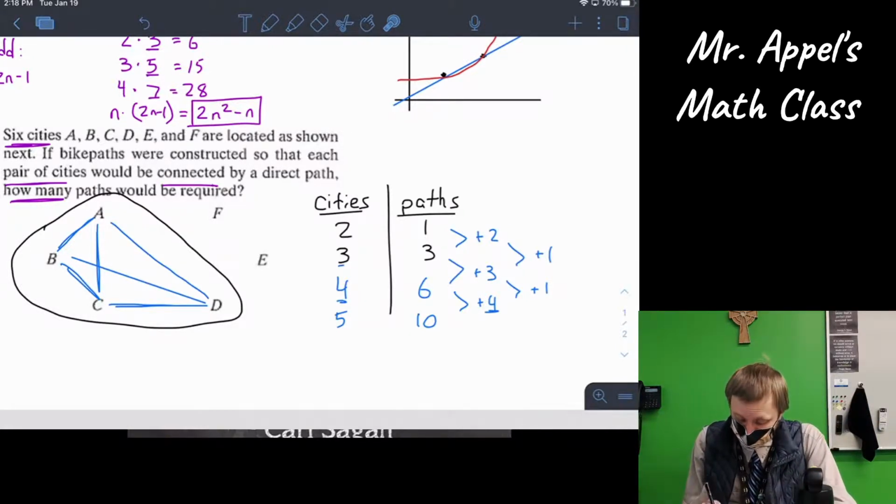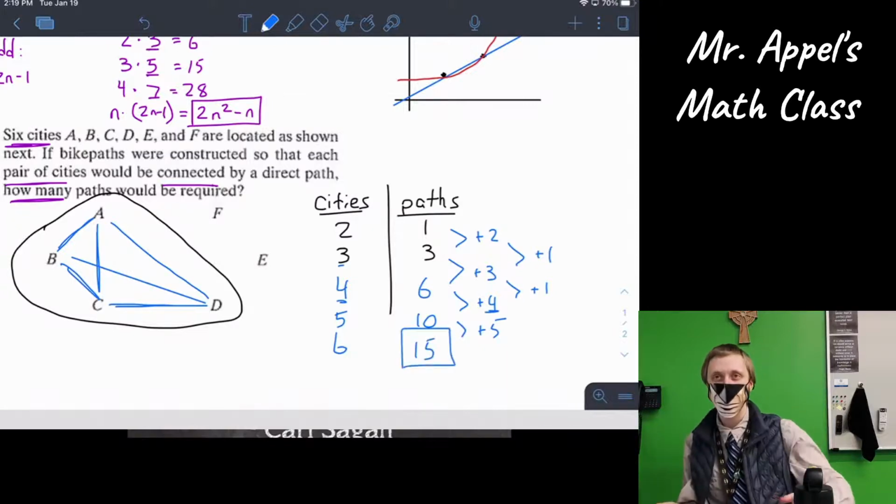At this point, I already did 5 cities. I'm not going to try drawing more out. I'm pretty confident with this pattern, since my experience from the handshakes, my knowledge of triangular numbers. I'm just going to go to 6. It's only 1 more. I don't need the general formula. Just go up 1 more. I added 4 last time. Let's add 5 this time. 10 plus 5 is 15. There's my answer. I'm done.